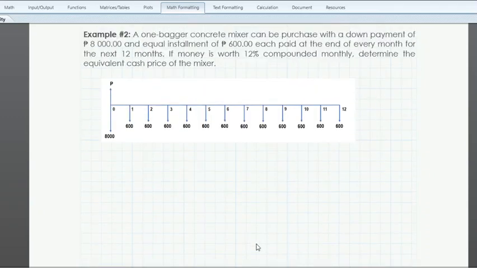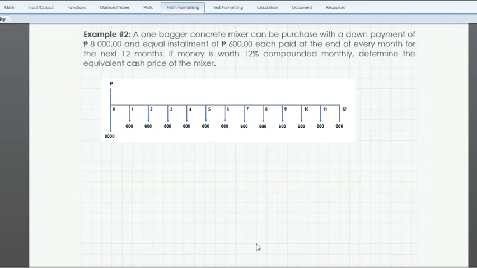So, for example number 2, a 1-bagger concrete mixer can be purchased with a down payment of 8,000 pesos and equal installment of 600, each paid at the end of every month for the next 12 months. If money is worth 12% compounded monthly, determine the equivalent cash price of the mixer.